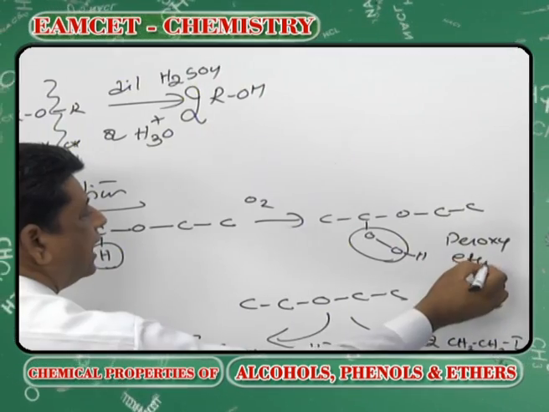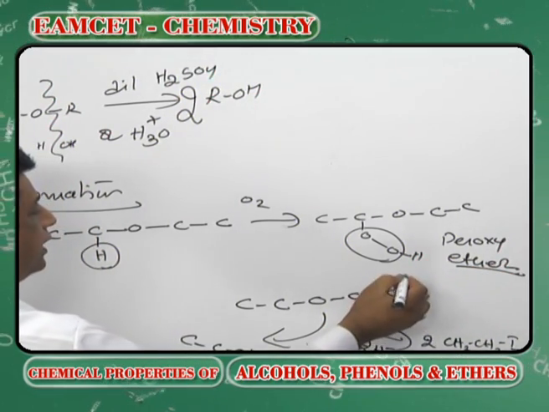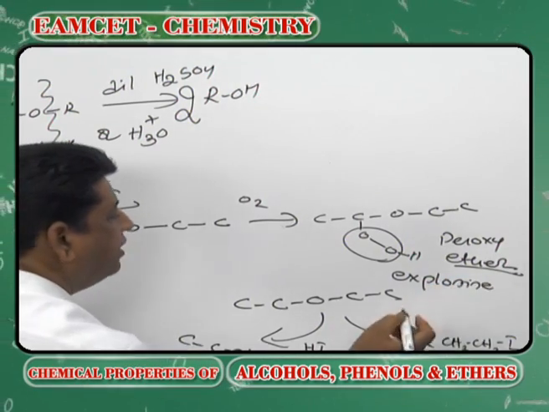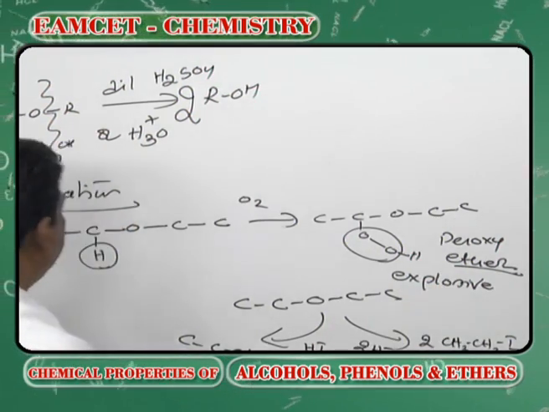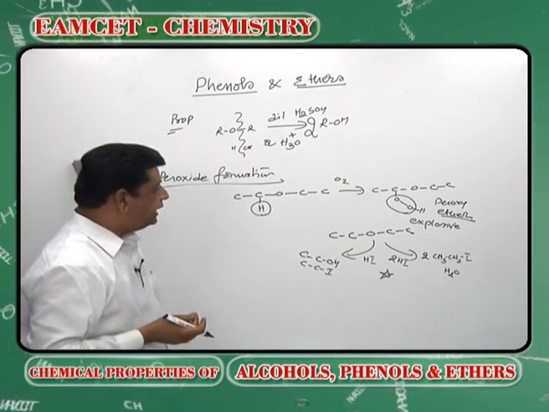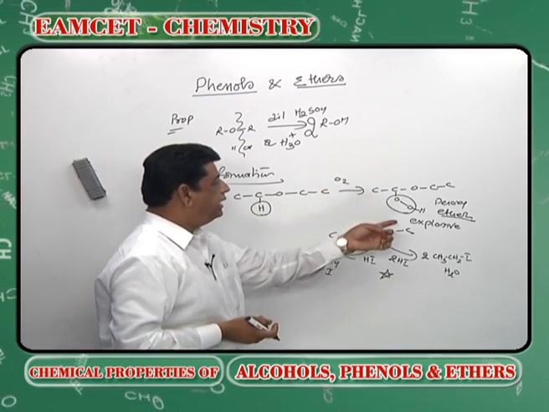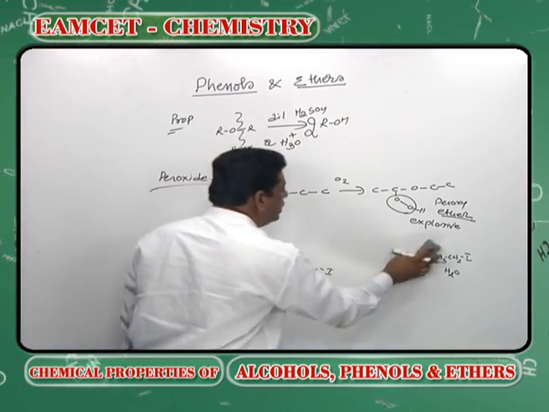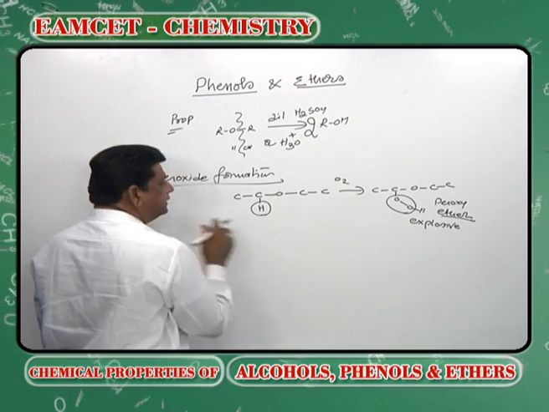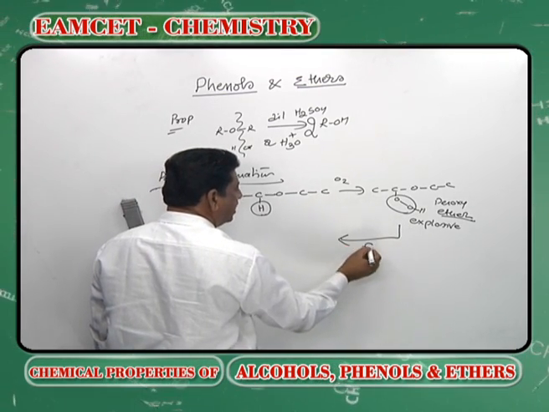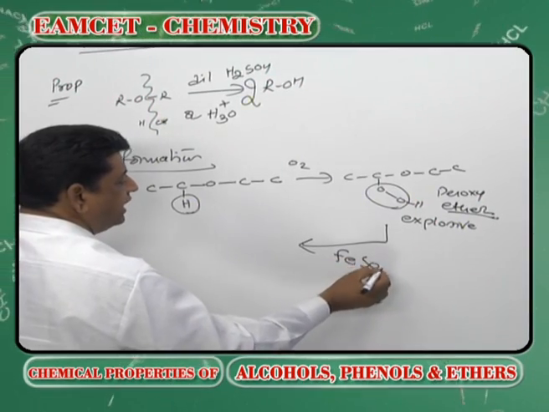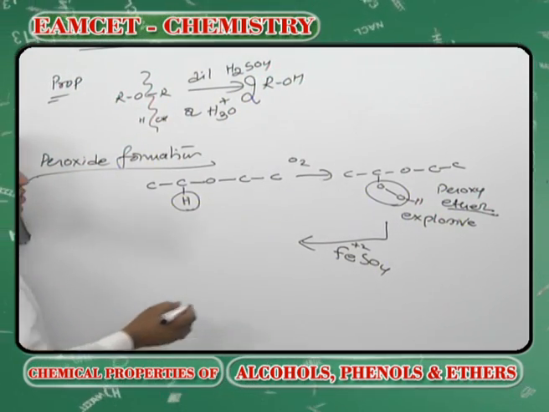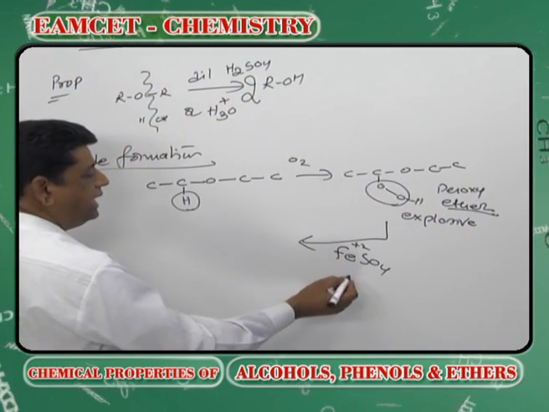Peroxy ether has one dangerous property. What is that? Explosive property. So if you have an old or stored ether and you heat it, instead of evaporating, the compound undergoes explosion. Then what to do with that ether? You need not throw it away. This ether may be treated with freshly prepared ferrous sulphate. It will have Fe²⁺, ferrous sulphate, a light green color.